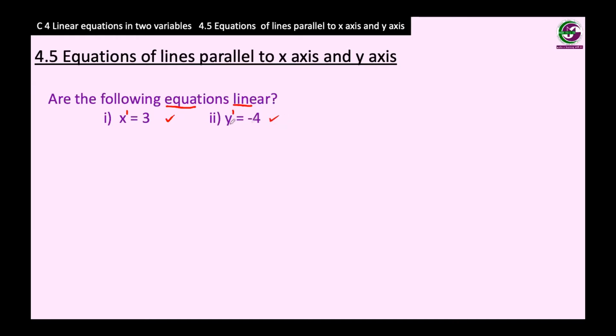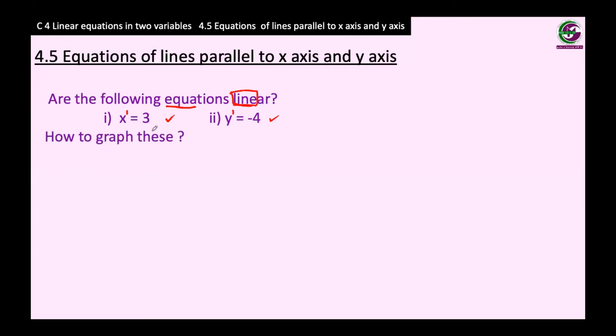Now, the question is, how can we represent these linear equations geometrically? Linear equations will always have, as the name refers, a line. If you have an equation with two variables, it will represent a line. If you have only one letter, it will represent a point on a number line. So let us see how we can do it.